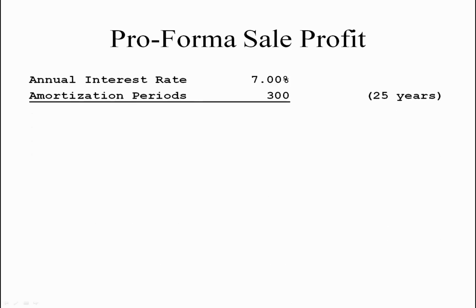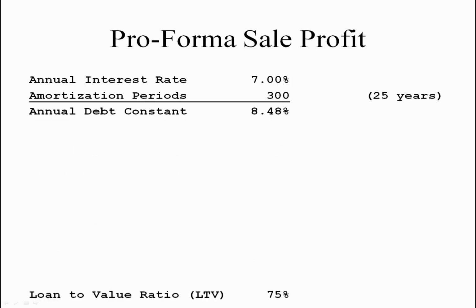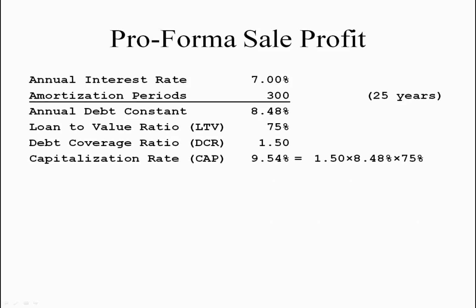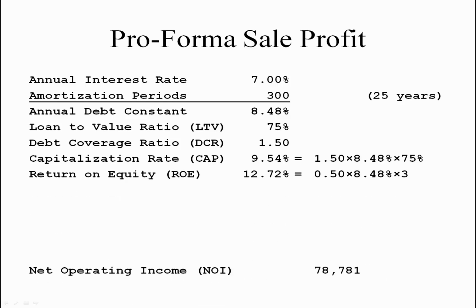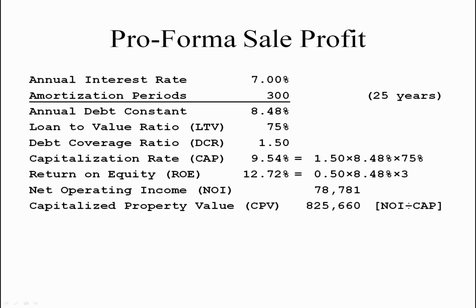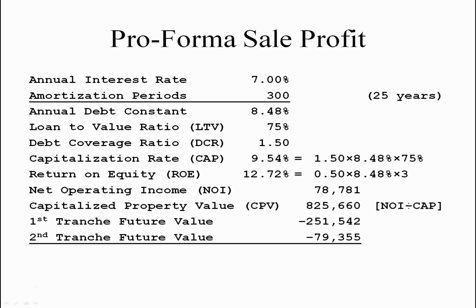Pro forma sale profit. Annual interest rate, amortization periods, annual debt constant, loan-to-value ratio, debt coverage ratio 1.50, cap rate 9.54%, return on equity 12.72%, net operating income, capitalized property value, first tranche future value, second tranche future value, gross sale profit. Not bad for a nothing down deal.